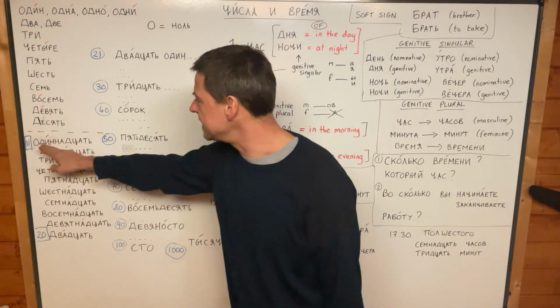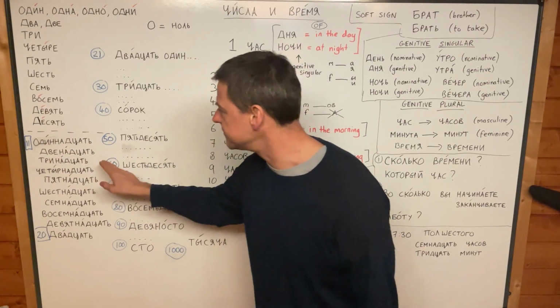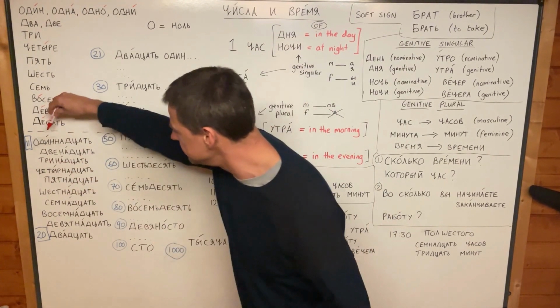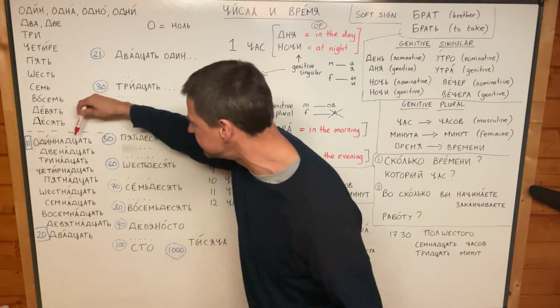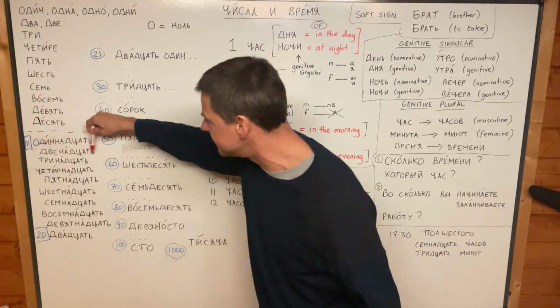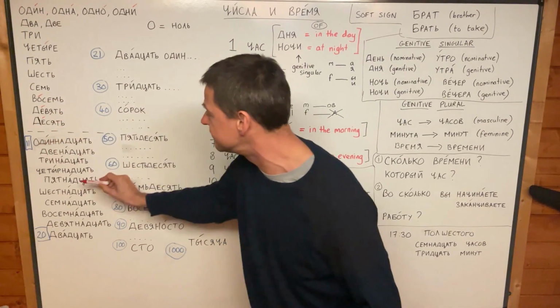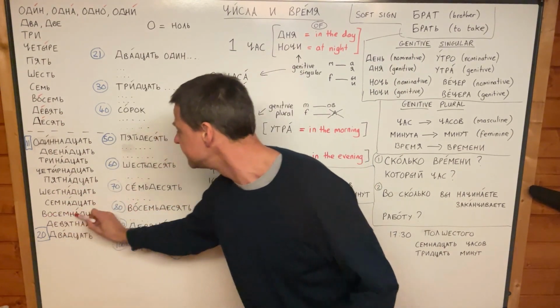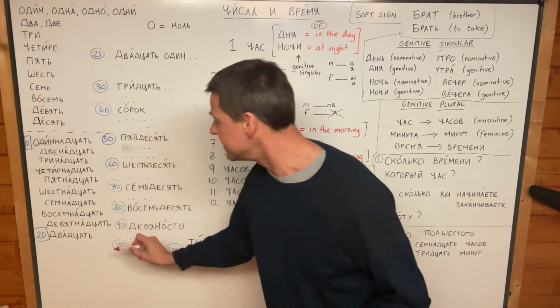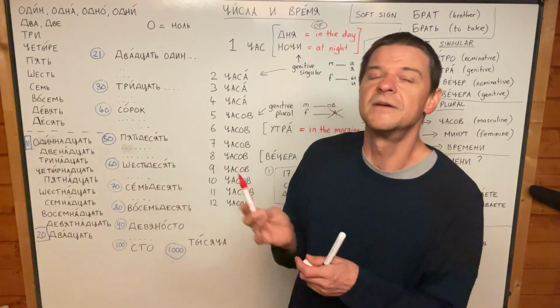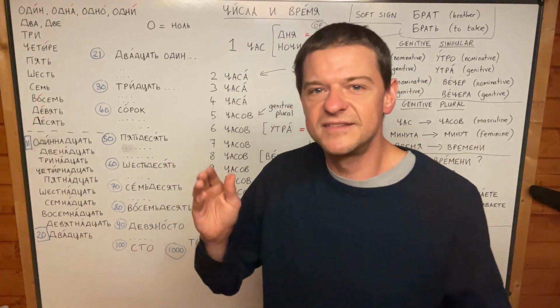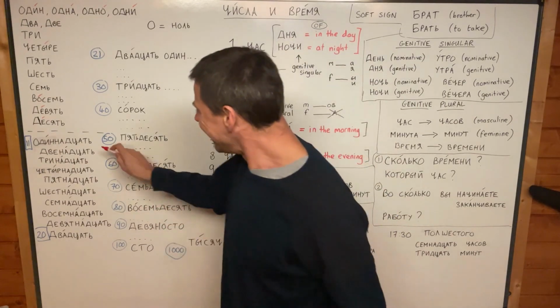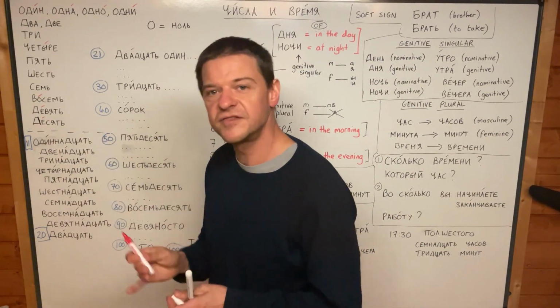And then you see 11, 12, 13, and I've put the stress, it moves here. 11, 12, 13, 14, 15, 16, 17, 18, 19, 20. And you can hear there's a lot of t at the end, isn't there? And that's what this soft sign does to a T.